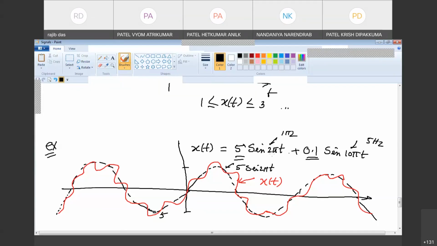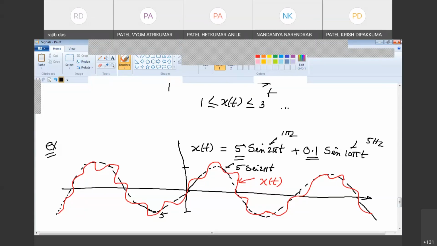So if we add these two signals, what will you do? First, we draw the dominating signal. This black one is your dominating 5 sine 2 pi t, and over this, the weak signal is added. So that fluctuation will appear over this 5 sine 2 pi t. This red one is the resulting signal.